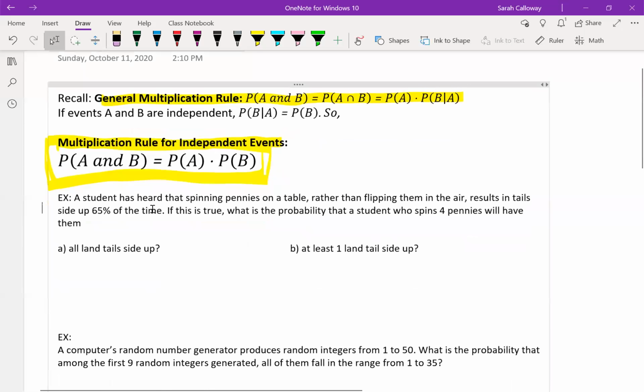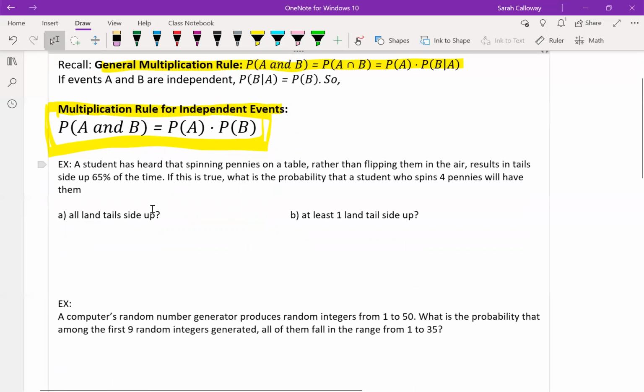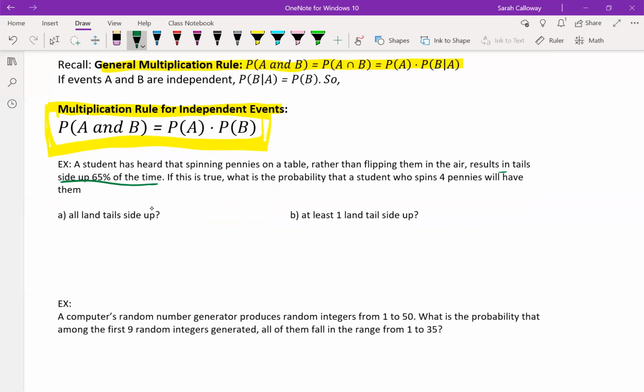In this first example, a student has heard that spinning pennies on a table rather than flipping them in the air results in tails side up 65% of the time. So they're saying that the probability of spinning and it landing on tails is 0.65. If this is true, what is the probability a student who spins 4 pennies will have them all land tail side up? So that means they want us to find the probability that 4 pennies are spun and all 4 of them land tail side up.